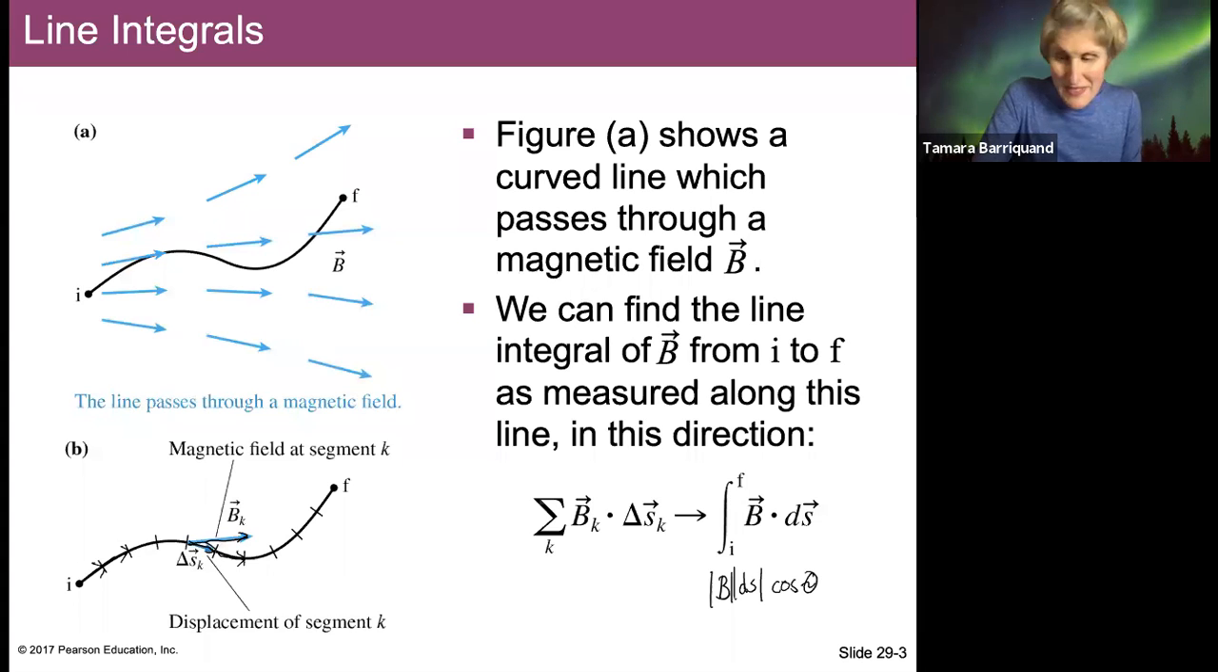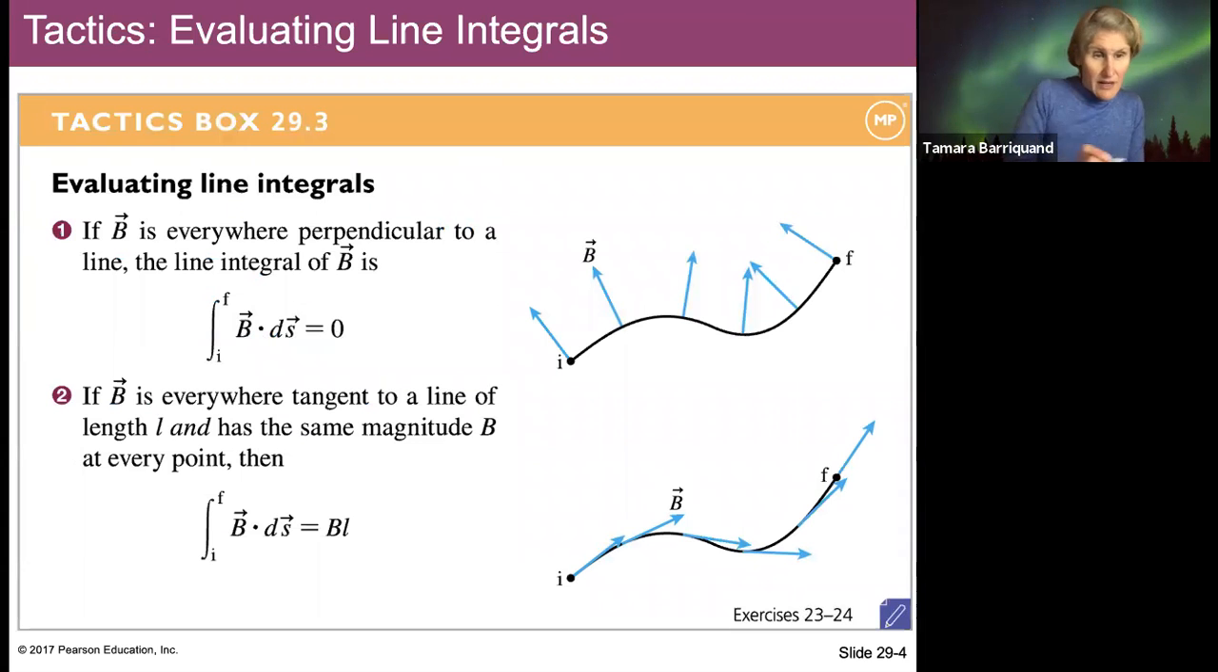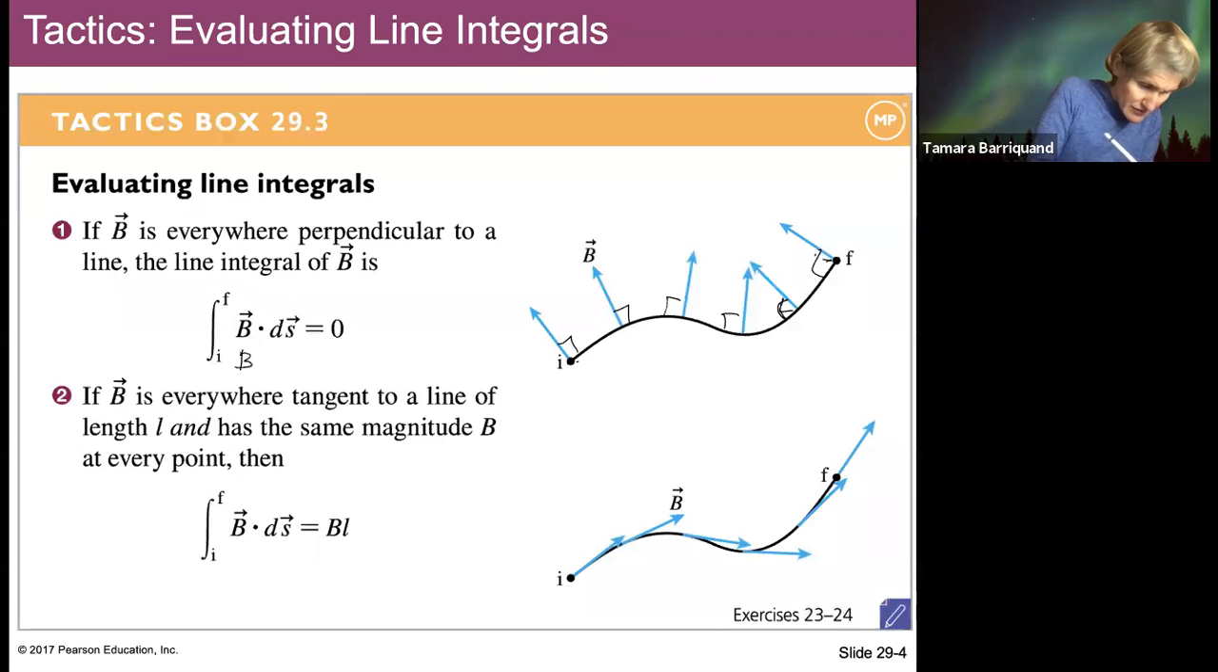So let's look at what this means if we have a line passing through a magnetic field. Here in our first example, from point I to point F, our magnetic field is everywhere perpendicular. Every single one of these vectors is perpendicular to our line, and since it's perpendicular to our line, it's perpendicular to our path. And we know that B dot ds, as I was just saying, is the magnitude of B times the magnitude of ds times the cosine of the angle between them.